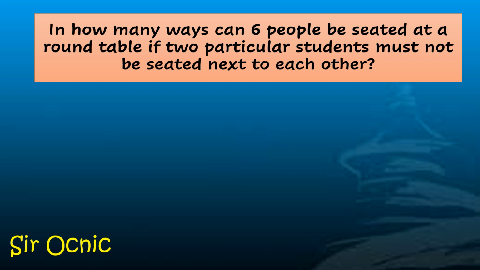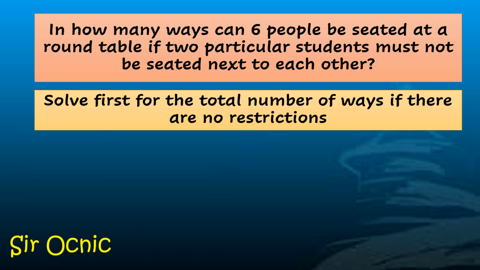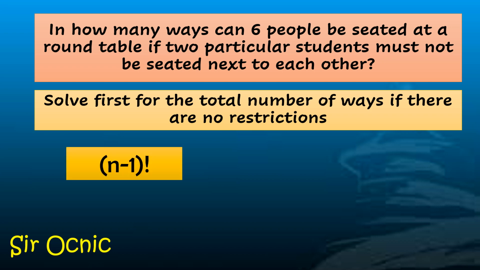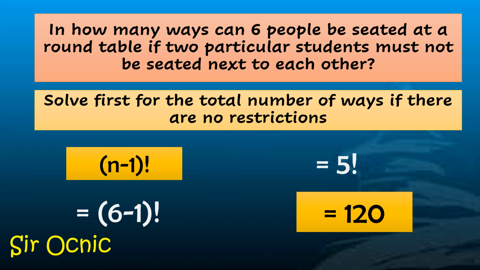In how many ways can 6 people be seated at a round table if 2 particular students must not be seated next to each other? To solve this one, let us solve first for the total number of ways if there are no restrictions. So using (n minus 1) factorial, we will have (6 minus 1) factorial, which is equal to 5 factorial, or simply 120.